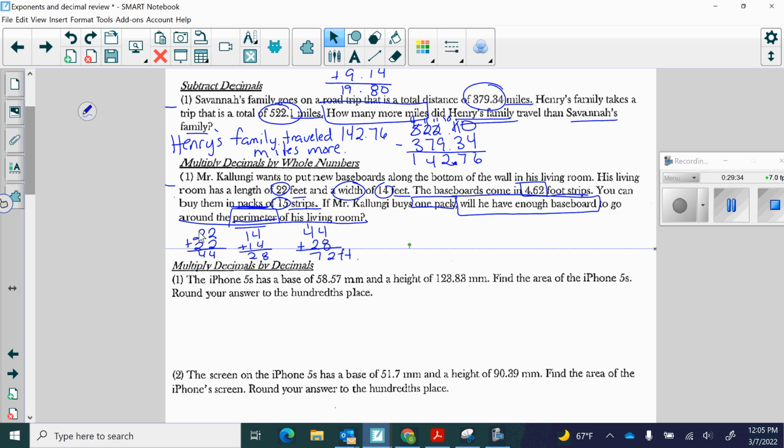Times 15. Yes, ma'am? Someone said I left my jacket here. It's on my desk chair.